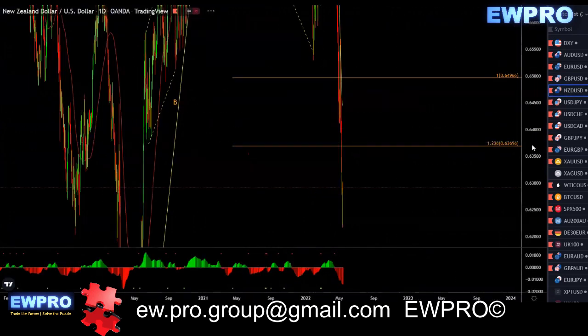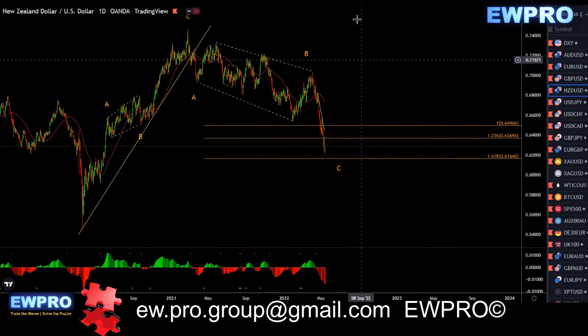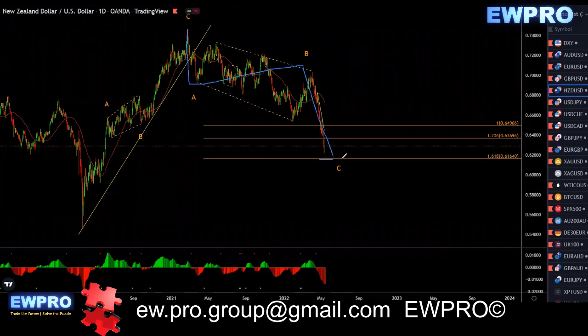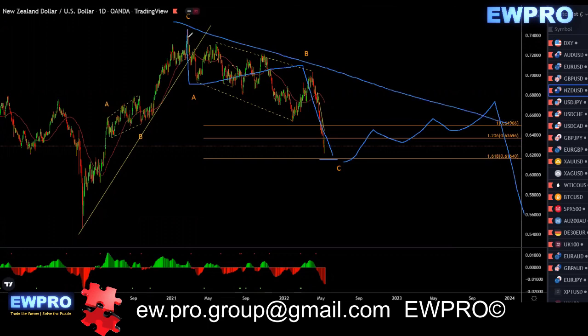And on the daily, this has turned into a WXY. We're nearly down to that 161.8. We may get another large correction in here and then another one down, like a WXY, X2 and a Z down as a complex correction.